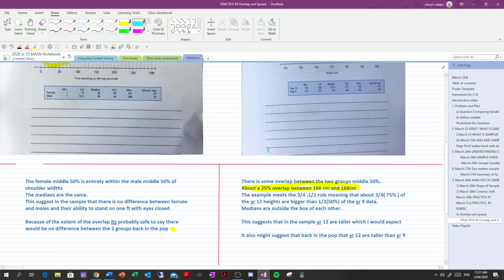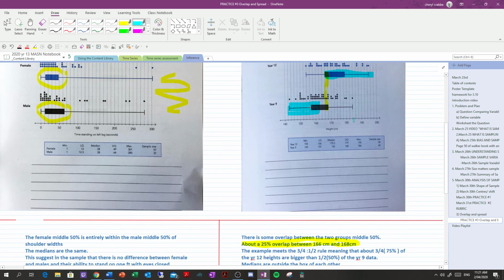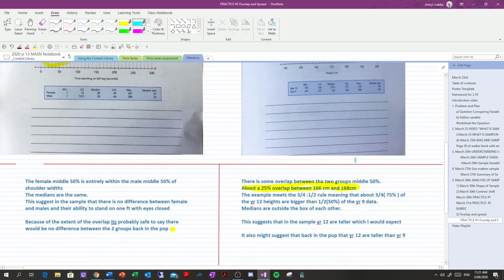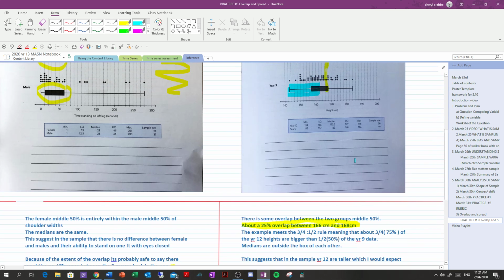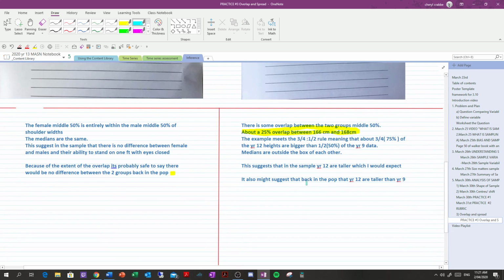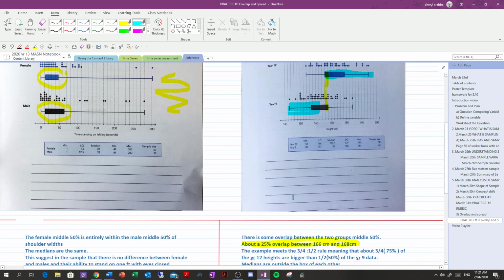Medians are outside the box of each other, so both the medians fall outside the box of the other. And this suggests that there's a difference, right? Suggests that in the sample there's a difference between those two groups and that the year 12s are in fact taller in my sample, which I would expect. And because of the amount of distance between these and the lack of overlap in this particular situation, it might be reasonably safe to suggest that back in the population, year 12s are taller than year 9s.